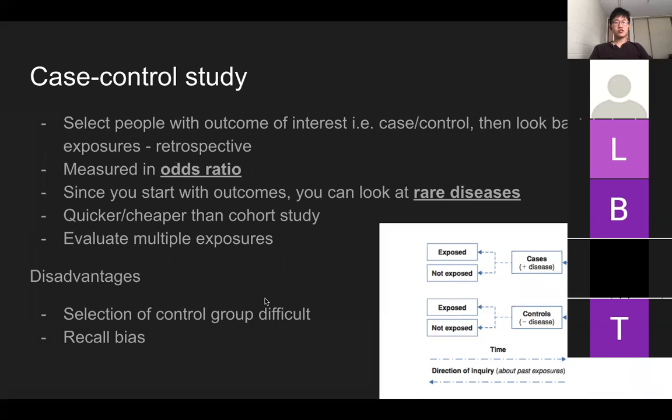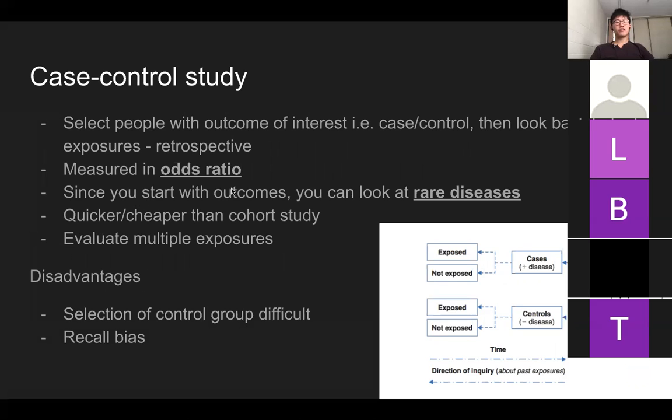You've got your case control studies. So what this is, say, at a certain point in time, you take cases and controls, and you go back and find whether they've been exposed to something. Again, this is measured in odds ratio. That's quite important.